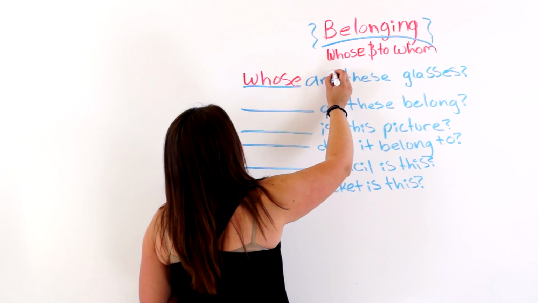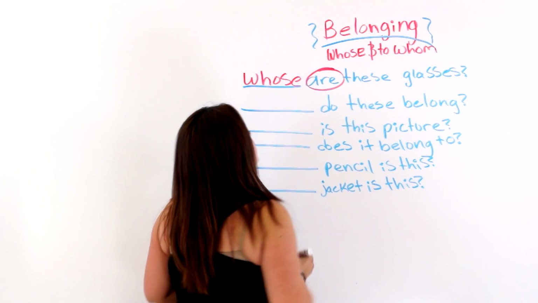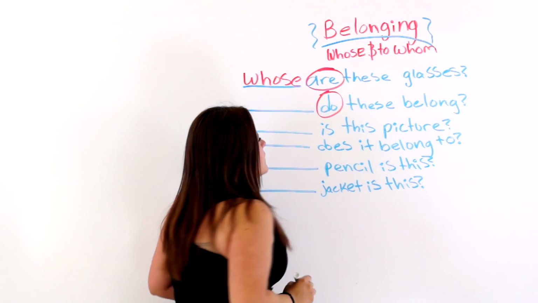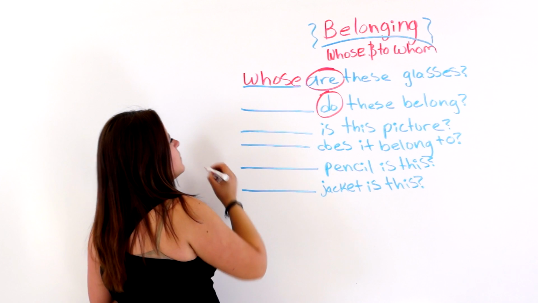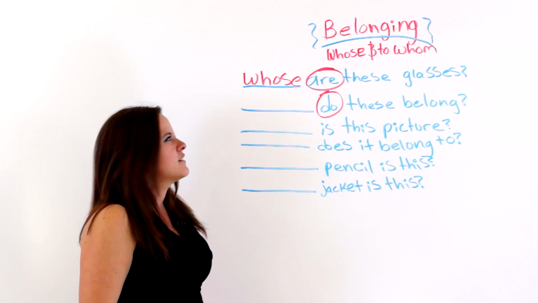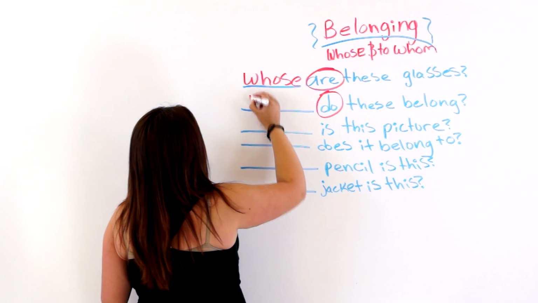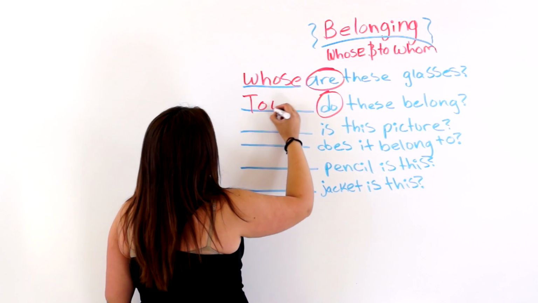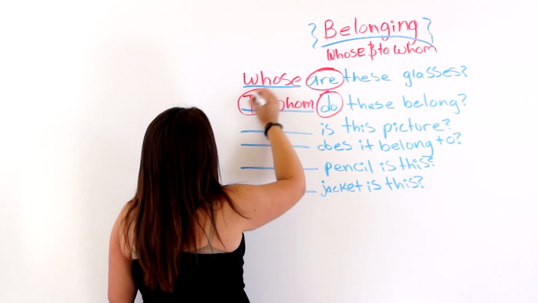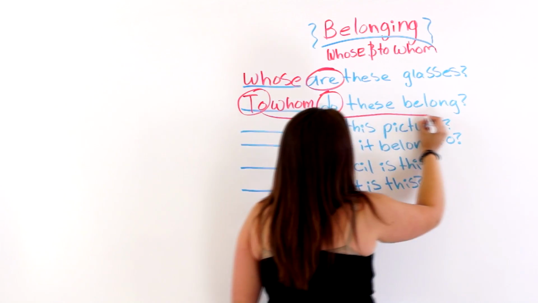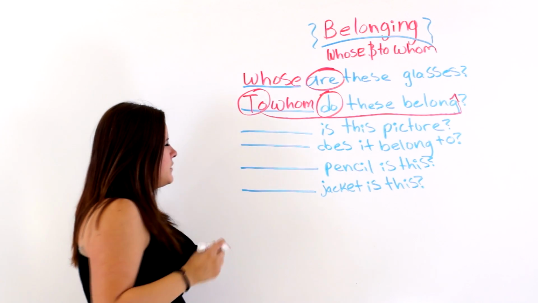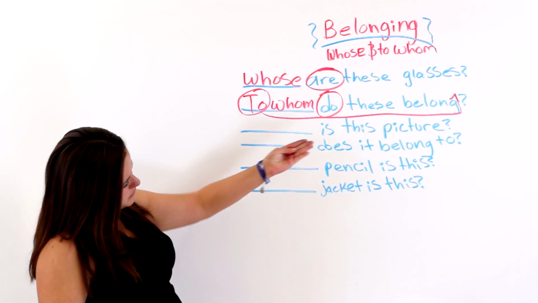The next one. You can see that it was whose because we're using the verb be, right? Right here we're using the auxiliary do. So you would say, whose do these belong? No, right? To whom? Or you could go ahead and put this at the end. Whom do these belong to? Okay? Whom do these belong to? Or to whom do these belong?